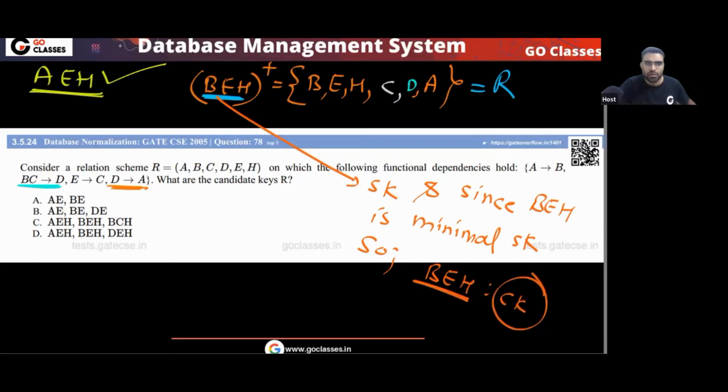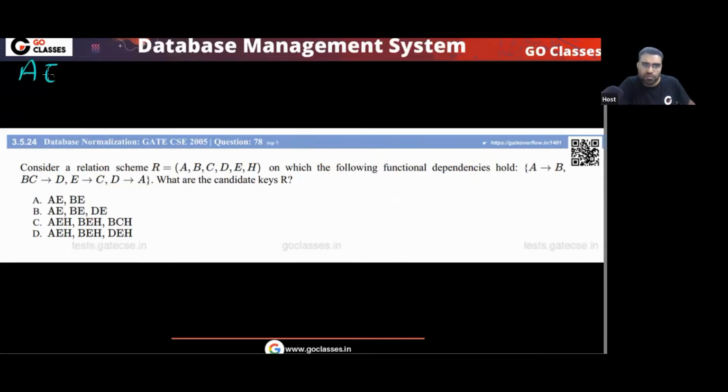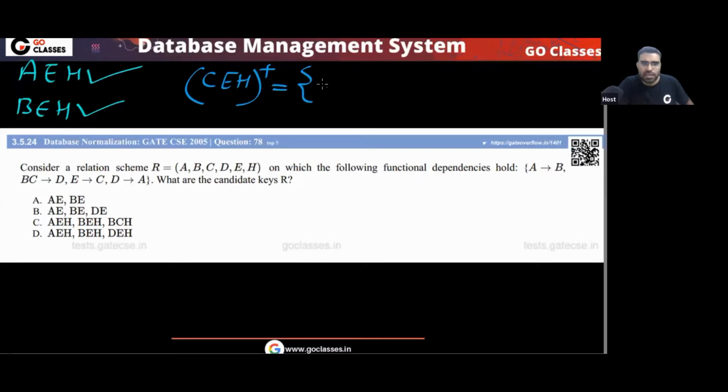Yes or no? So you got another candidate key. What else do we have to check? So AEH we got. This is a candidate key. BEH we got. This is a candidate key. Now we have to check CEH. Is this a candidate key? This is CEH. Tell me.